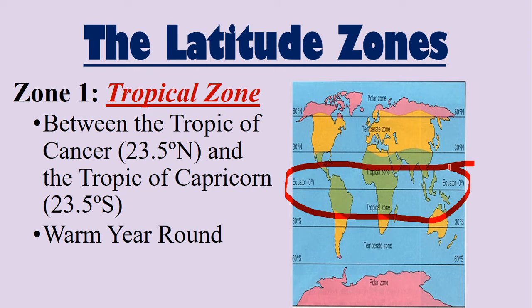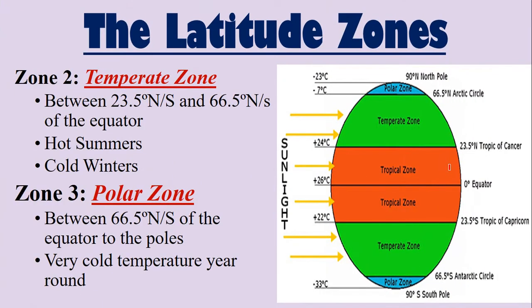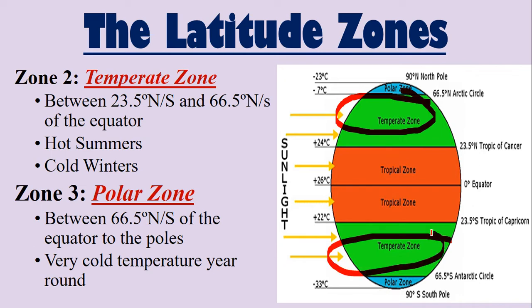I don't live in the tropical zone because it's not warm year round. I wish it was. I'm not a cold person. Then the next one is called the temperate zone. You can see that that's the green zones here. They are between 23.5 degrees north or south latitude and 66.5 degrees north or south latitude of the equator. Usually, if you're in the temperate zone, you're going to have hot summers and cold winters, just in general. I live in the temperate zone, in North Carolina.